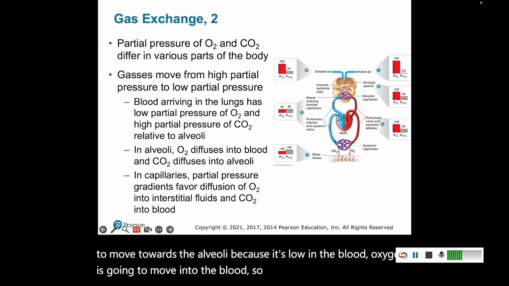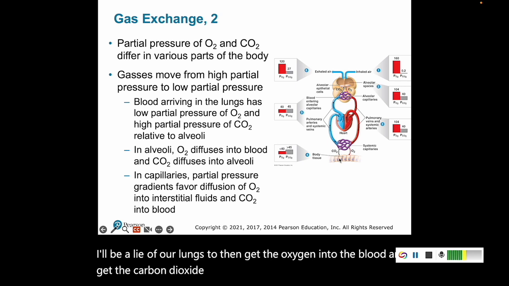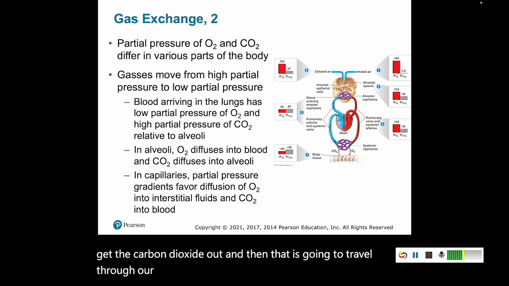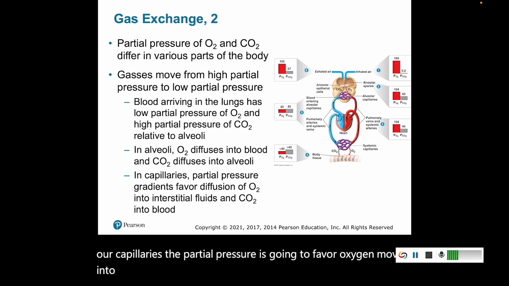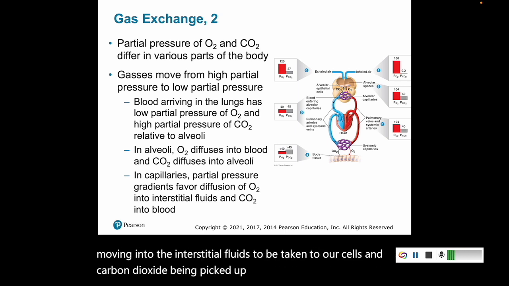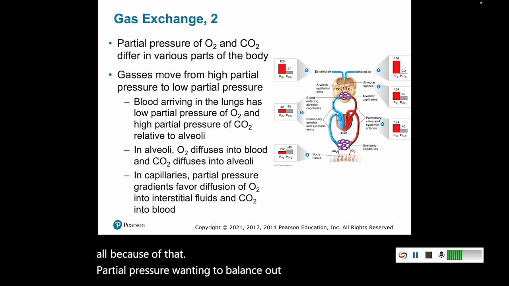So that allows for within our alveoli of our lungs to then get the oxygen into the blood and get the carbon dioxide out. And then that is going to travel through our blood into the capillaries in our body. And there in our capillaries, the partial pressure is going to favor oxygen moving into the interstitial fluids to be taken to our cells, and carbon dioxide being picked up and put into the blood. And that's all because of that partial pressure wanting to balance out, moving from high to low.